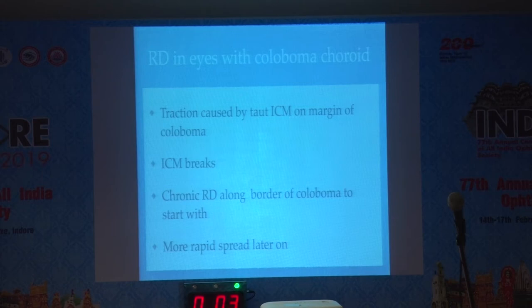And a chronic detachment along the border of coloboma may be there to start with, so that the retina around the coloboma margin has been contracted because it's been detached for a very long time, along with gliosis. But very often you can see a pigmentary degeneration there as well. And then it can spread more rapidly once enough vitreous is liquefied to generate subretinal fluid.